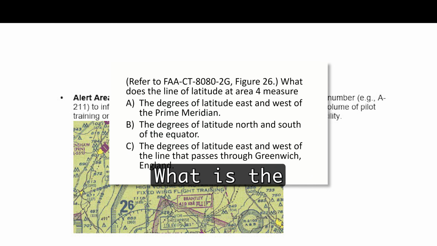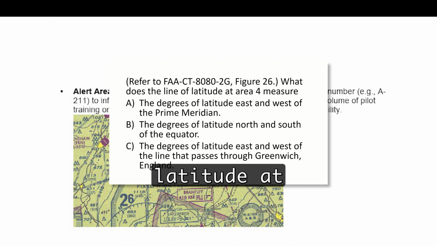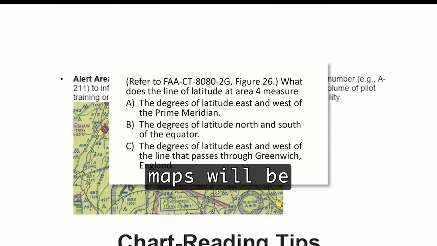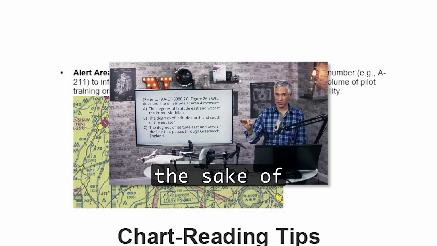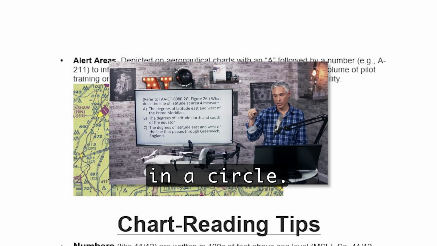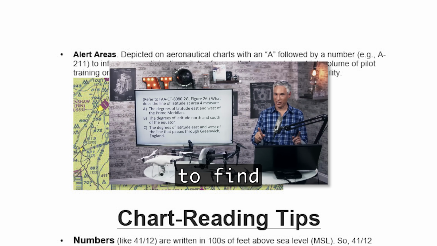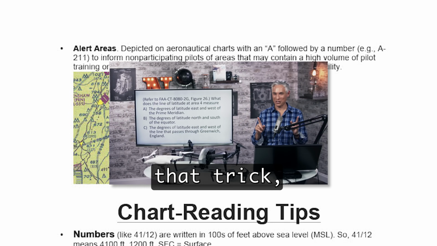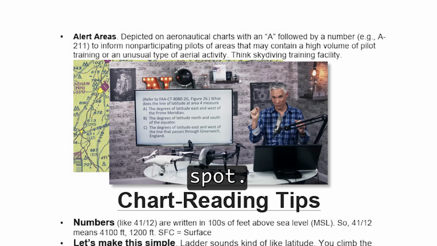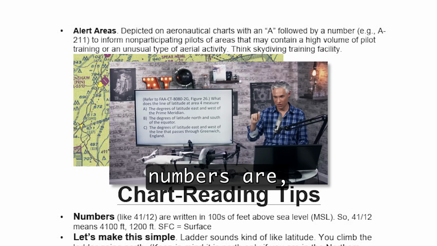Another question. What is the line of latitude at area 4 measure? You should know when you look at the sectional maps, they refer to areas just for the sake of the question. And so there'll be like a number 4 in a circle or a number 3 in a circle. And that makes stuff much easier to find. Because otherwise, if you don't know that trick, you'll look for the Chattanooga airport and you could spend 20 minutes trying to find some little spot. As soon as you know where the area numbers are, it makes it much easier.